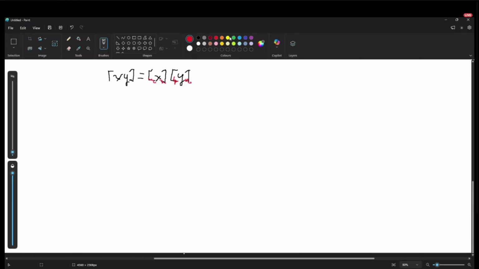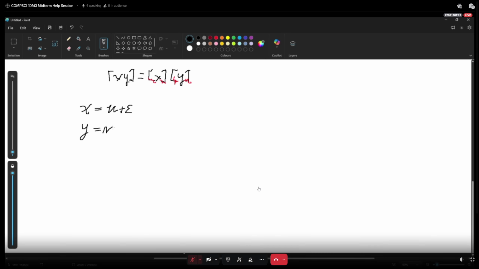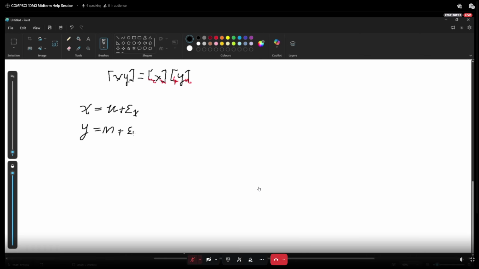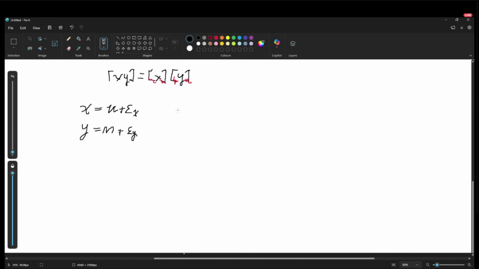So is the statement true? Well, whenever you see statements like this where you can take out something, usually it means that it's not exactly true. I mean, you can try cases, right? So let's say x was some number n plus epsilon, and then y is m plus epsilon, so x equals n plus epsilon x, and y equals m plus epsilon y.